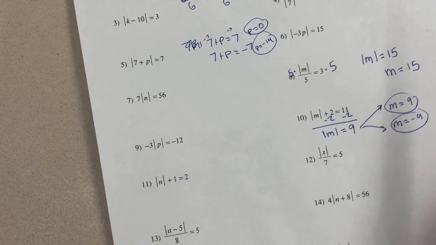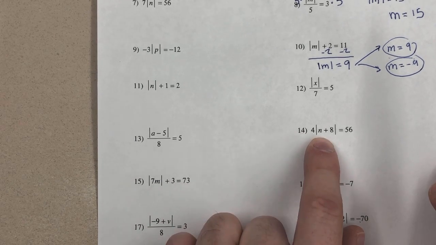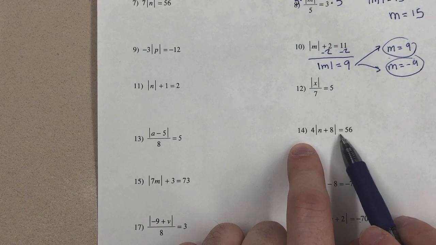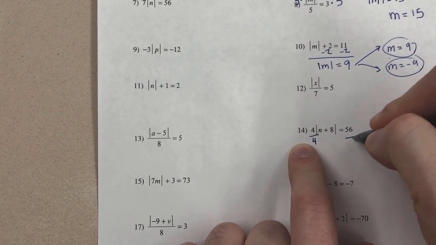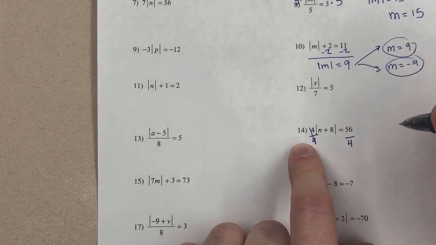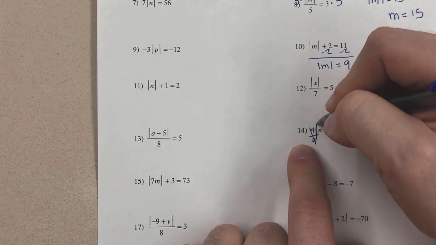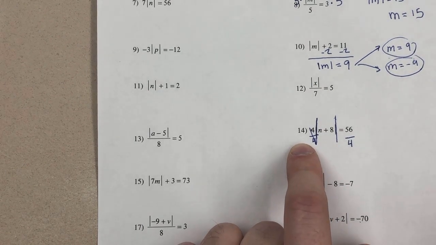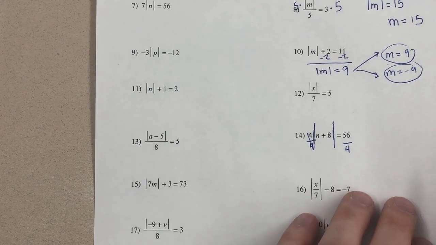All right, let's look at another one where the bars are not alone. How about number 14? 4 times the absolute value of n plus 8 is 56. Notice the bars are not alone. You've got a 4 in front of it. So I'm going to divide by 4, divide by 4. That'll cancel. One thing you never do is distribute into the bars. Think of these like a force field. Nothing can go in, nothing can come out. You've got to get the force field alone before you destroy it.